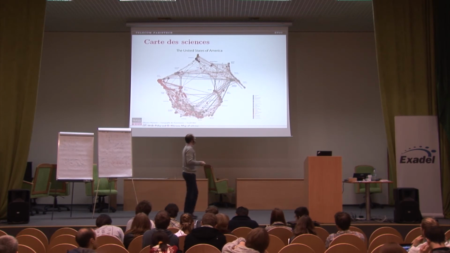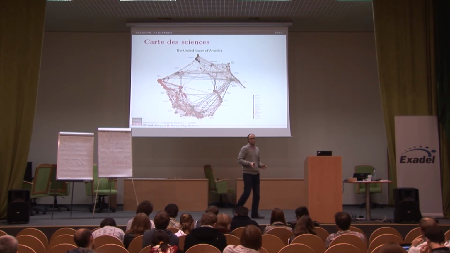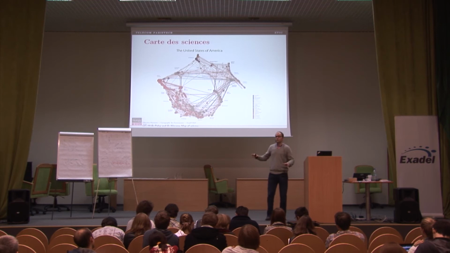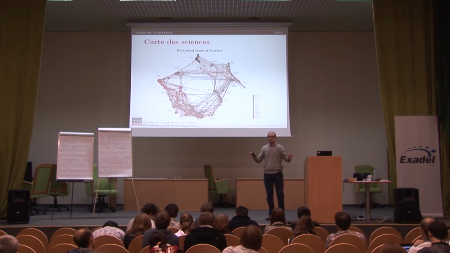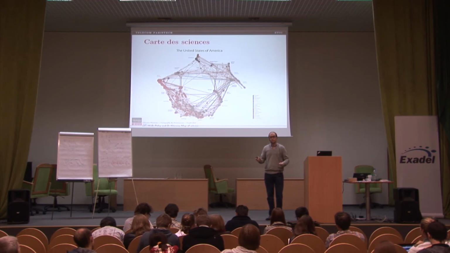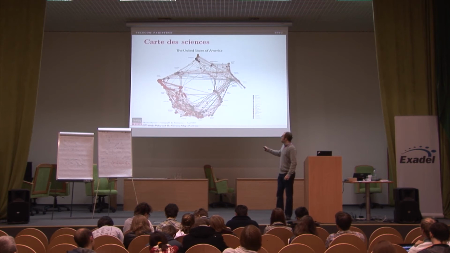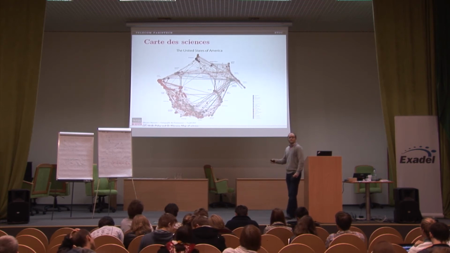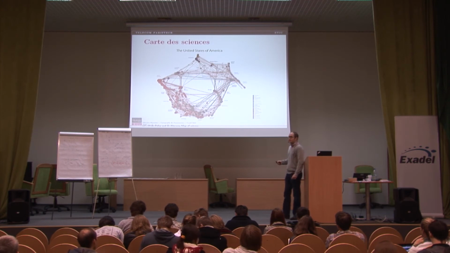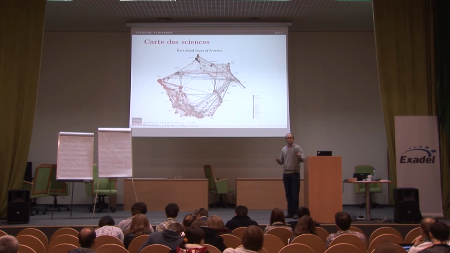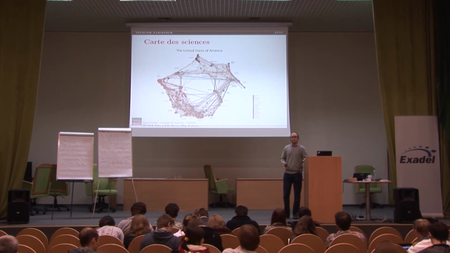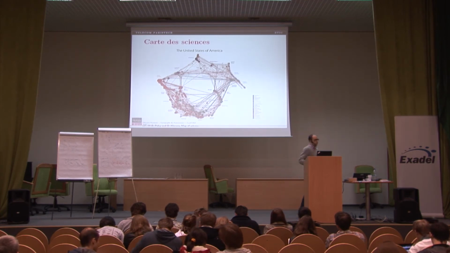So it is also a way for policymakers to understand what we do in science at a very large scale, and how we should distribute the money. What will be the field to support in the next decade? So network maps are also a tool for people to make decisions.